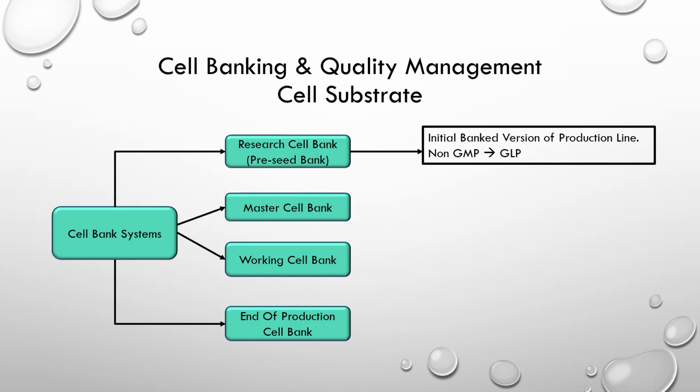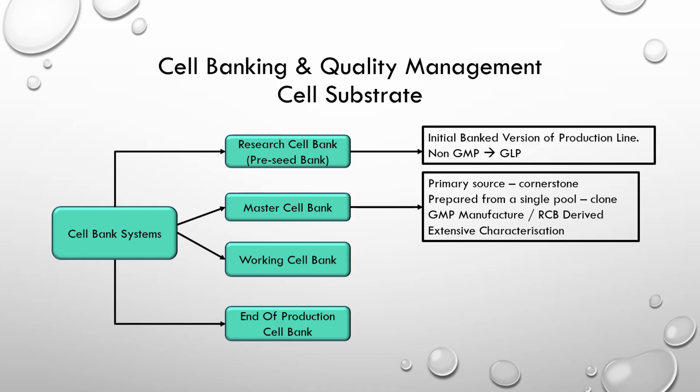So your research cell bank. This is the initial banked version for your production line. It's usually not manufactured to GMP, but all the testing should be done to GLP. The research cell bank is where we select the clone. So for our cell substrate, we select a clone from your research cell bank, and the clone is then expanded and pooled to form your master cell bank.